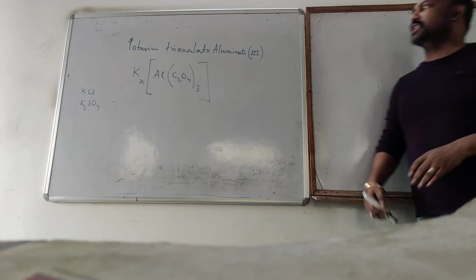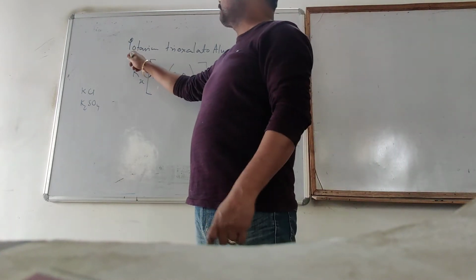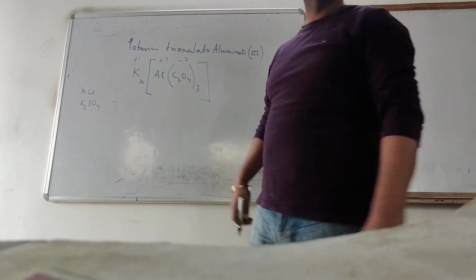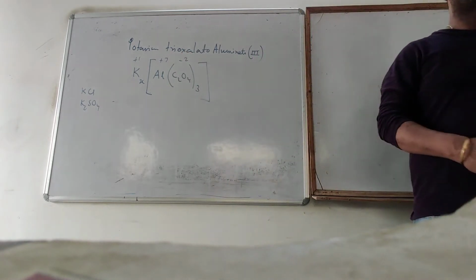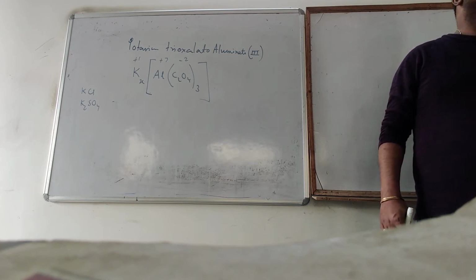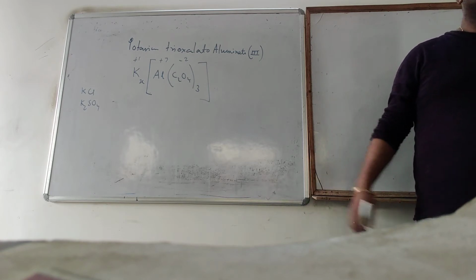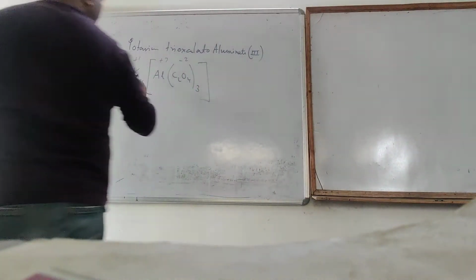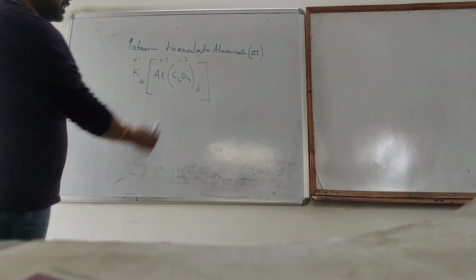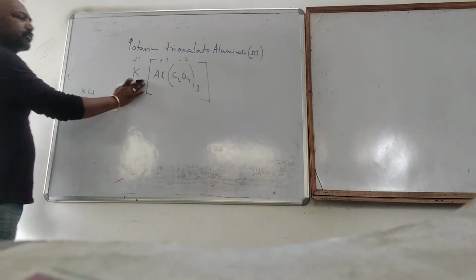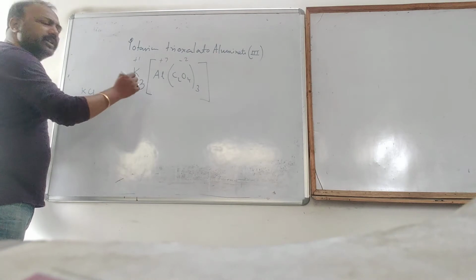You know the oxidation state of everything. K is how much? +1. Aluminium is +3. This is -2. Okay, let's find the value of x. How much is it coming? Whatever it is, this is x plus 3 minus 6. So x is equal to 3, right? So if it is 3, what should the formula be? The formula should be K3.